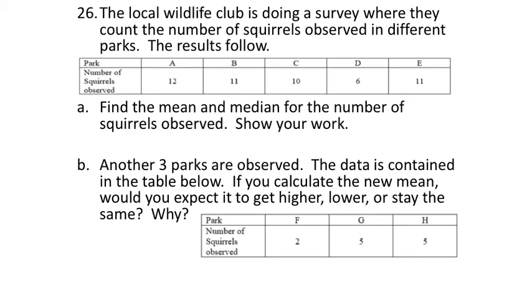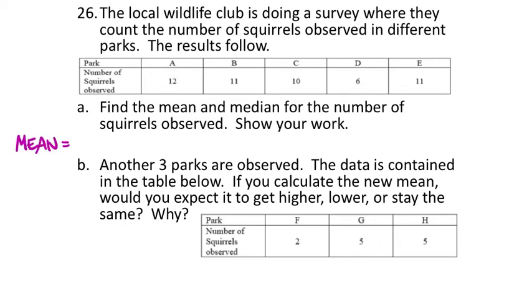26 here, the local wildlife club is doing a survey where they count the number of squirrels observed in different parks. Here are the results. So we want to find the mean and median for this number of squirrels observed. And then it looks like part B, we're going to add 3 more parks, and we'll figure out new means and medians for those. So let's go ahead and look. First I'm going to find the mean.